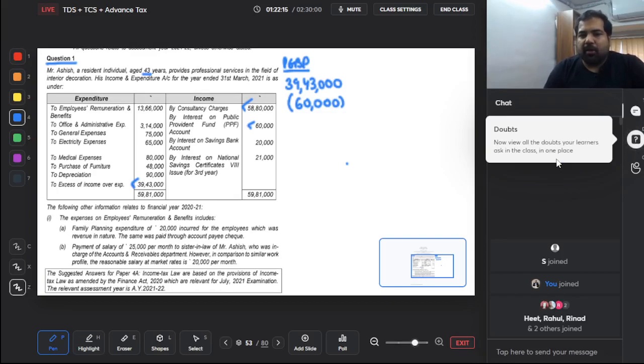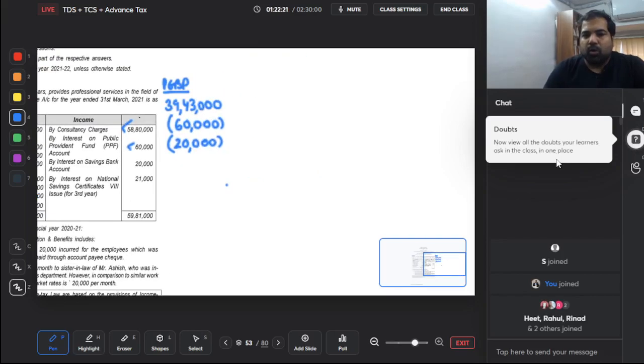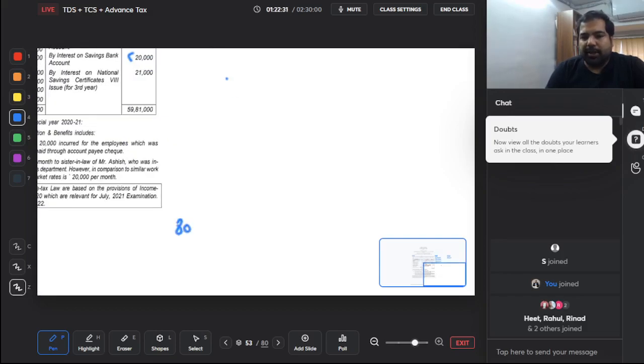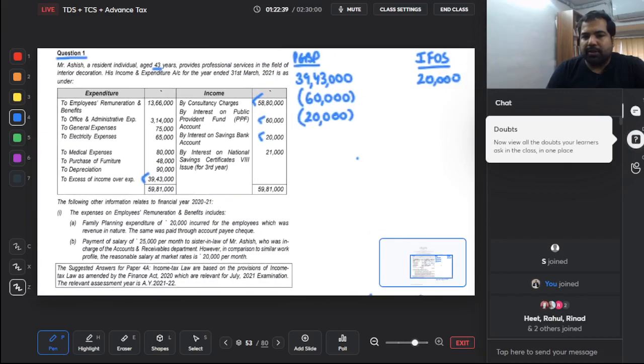Interest on saving bank account, again it does not belong to PGBP. I'm removing it from here, but I know this is taxable, so I'm making another room of IFOS where I'm putting this 20,000. And while I put this, I also know there is a deduction under 80TTA considering he is 43 years old of maximum 10,000. So all adjustments done together. Can there be any TDS? No, because for bank to deduct TDS, it should be more than 40,000 or 50,000 from the same bank. Interest on National Savings Certificate, 21,000, also I'll remove from here.